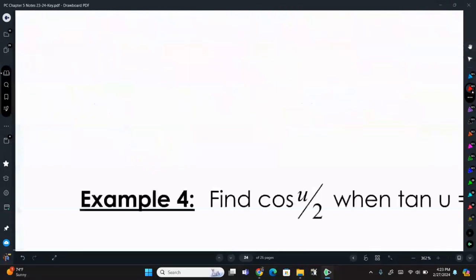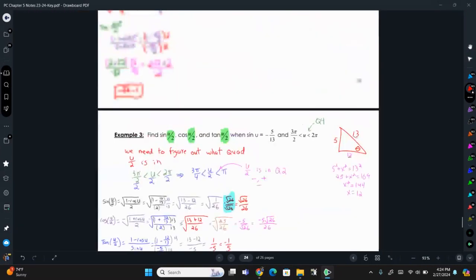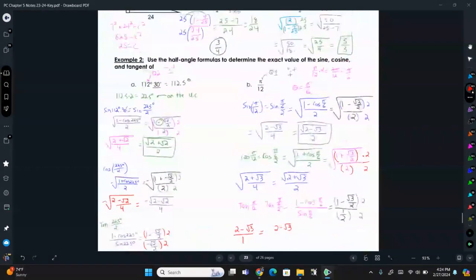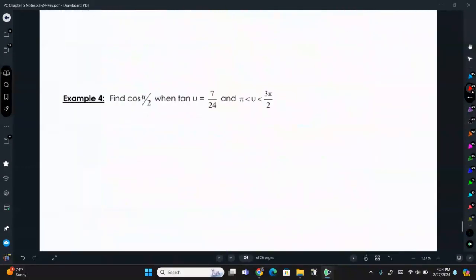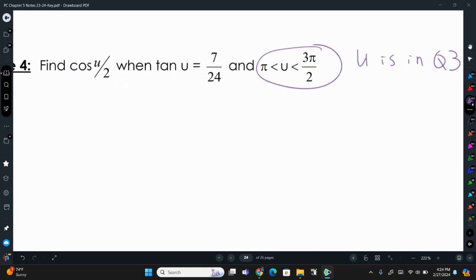All right, our last example, example 4. Thankfully, we're just finding one of the angles and not 3 for each one, because that's a lot of work finding sine, cosine, and tangent for each one of these. So this one is just finding cosine of u over 2 when tangent of u is 7 over 24, and pi is less than u, which is less than 3 pi over 2. So this means that our angle is between pi and 3 pi over 2. So u is in quadrant 3, because that's between pi and 3 pi over 2.